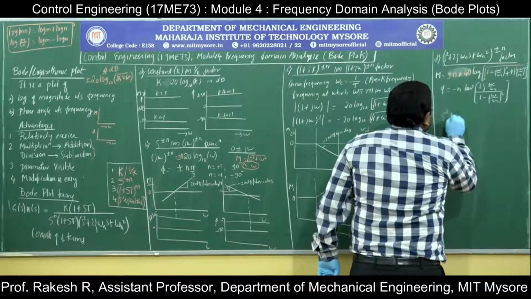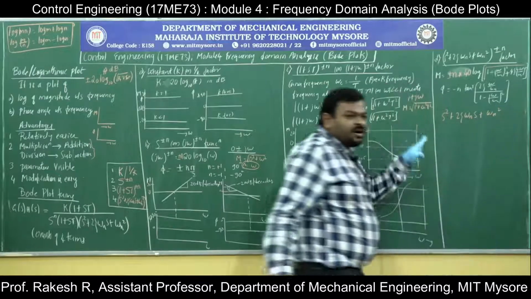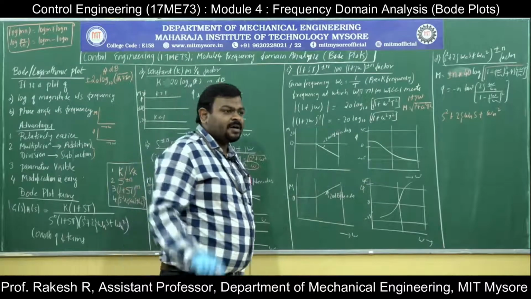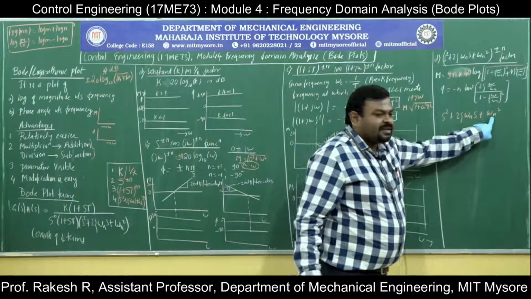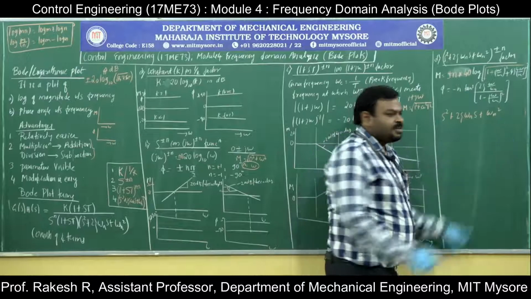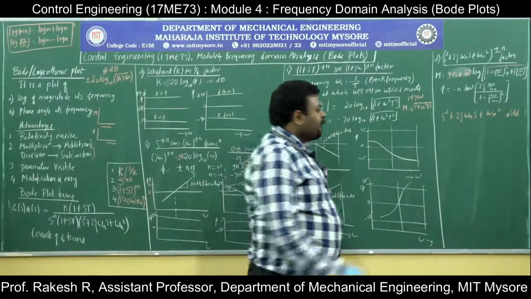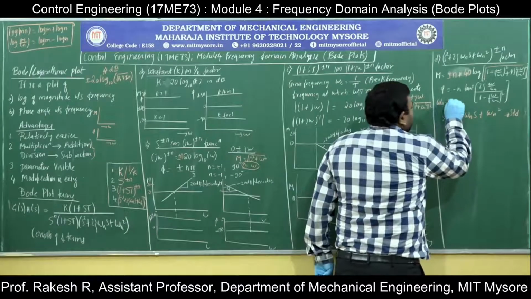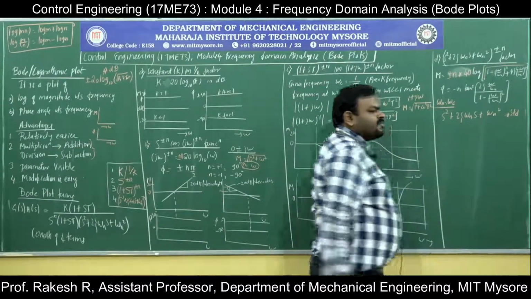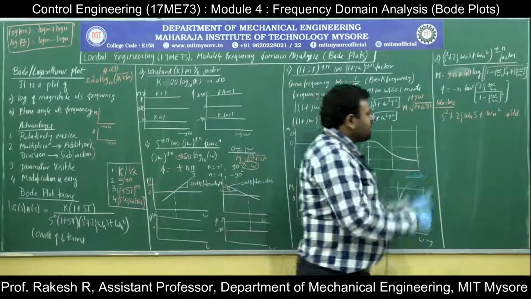First I will consider s square plus 2 zeta omega n s plus omega n square. This you have to remember, very important. Already you have solved some problems in time response analysis, because here the corner frequency is omega n only. You have to compare the given equation with the standard form. This is an equation in standard form. Here omega n will be equal to omega c. The corner frequency is nothing but the natural frequency of the system, and you have to calculate the value of zeta also. How will you calculate? By comparing the expression.